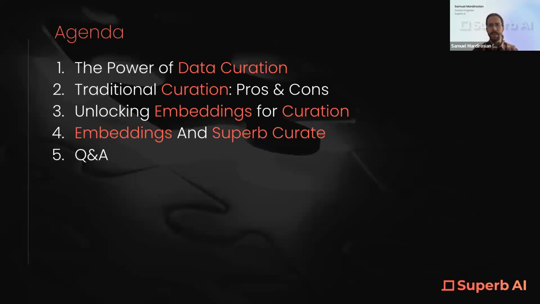So overall today, I'm gonna be talking a little bit about the power of data curation. I'm going to be digging into some traditional data curation methods and advantages and disadvantages of these. I'm going to be looking into embeddings and how they can be used in data curation. And then I'm going to be showing you how we at Superb AI envision the use of embeddings and how we currently use embeddings. And then at the end, there'll be time for a Q&A. And feel free to pop any questions into the chat throughout.